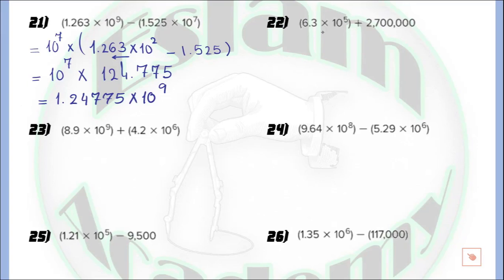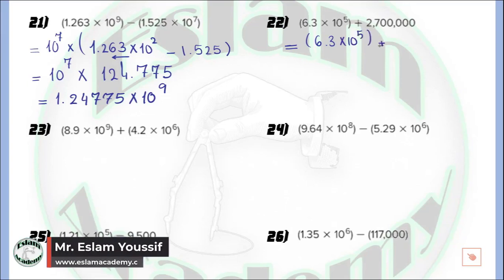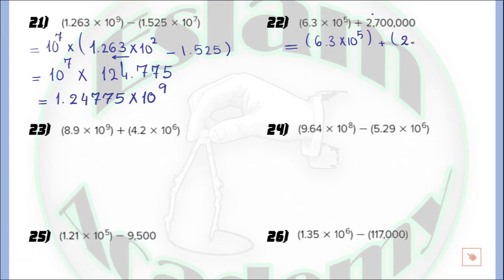In question number 22, you'll find that we have one number in scientific form and the other one in standard form. So we need to convert both of them to be in scientific form. The first without any change: 10.3 multiplied by 10 to the power 5, plus the second number. If you need to write it in scientific form, put the decimal point between 2 and 7. So it will be 2.7 times, we have here 6 digits at the right of the decimal, so it will be 10 to the power 6.